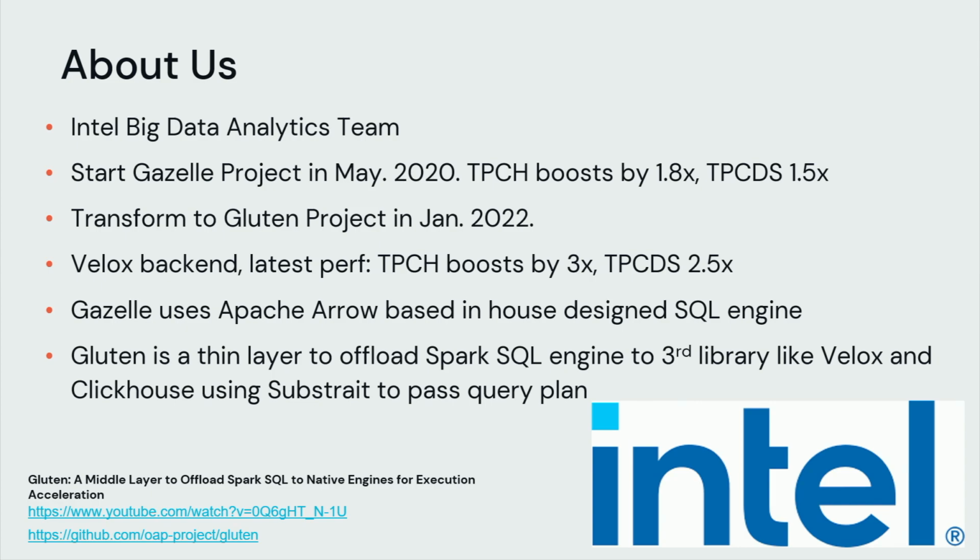The Gluten project is essentially about offloading Spark SQL to third-party libraries, including Velox and ClickHouse. Intel worked with Facebook on the Velox library only. We also use the Substrait plan to pass the Spark physical plan to the Velox library, and then start the Velox pipeline. We had a Spark session last year, and I listed the website here. The Gluten project is totally open source on GitHub, and the link is here.